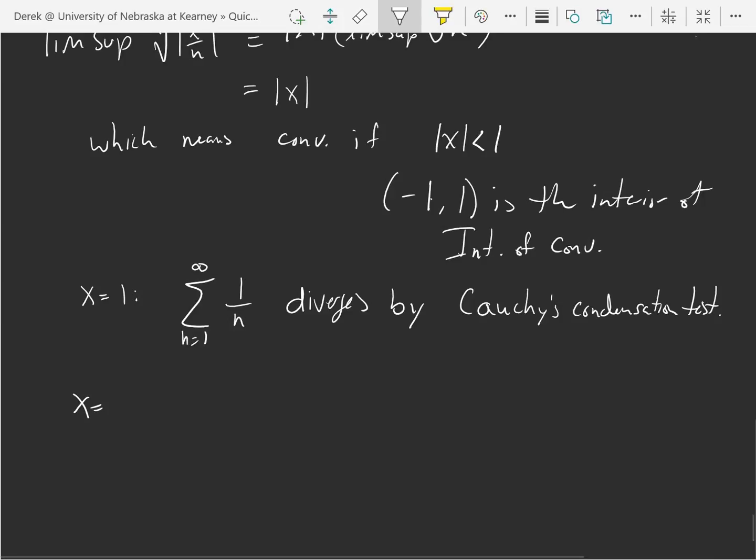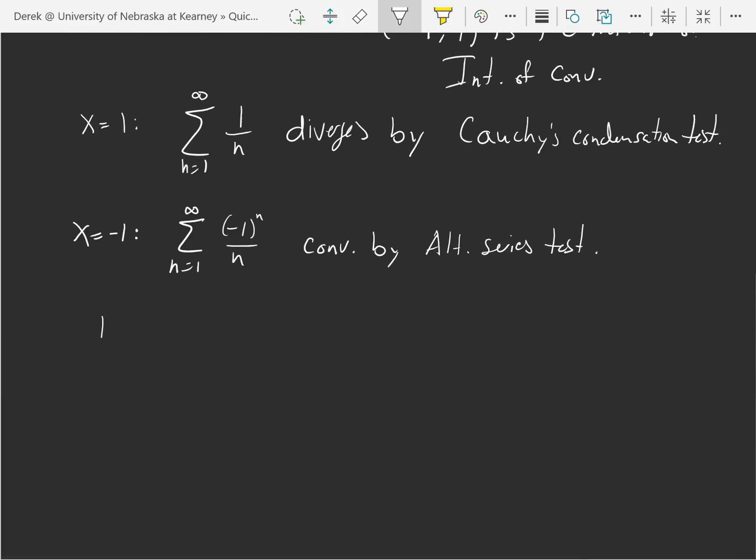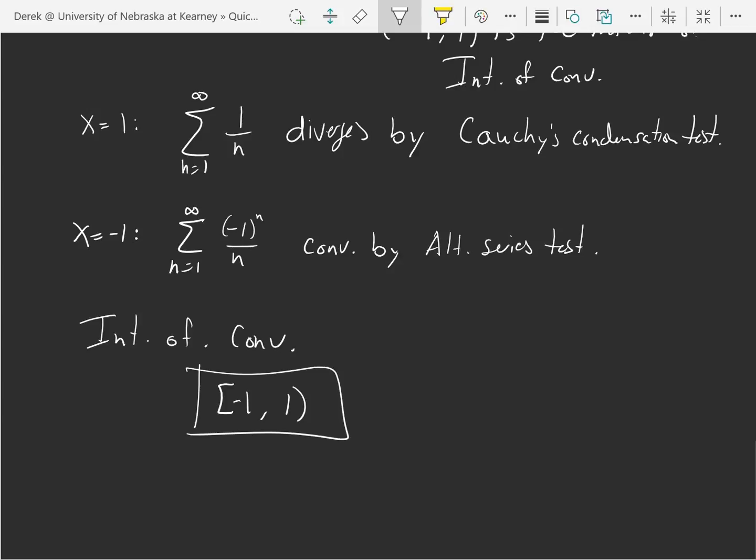Okay, so let's look at x equals -1. Now I've got the sum from n equals 1 to infinity of (-1)^n over n, and this one converges by the alternating series test. Okay, so our interval of convergence is, well, -1 should be included, 1 should not be included. So that would be our interval of convergence. One of the endpoints worked, the other one didn't.